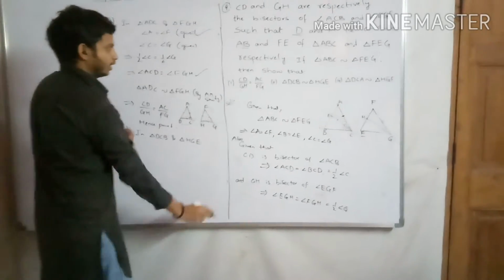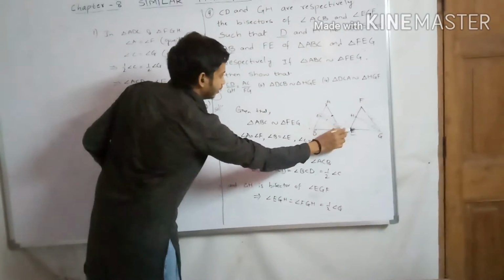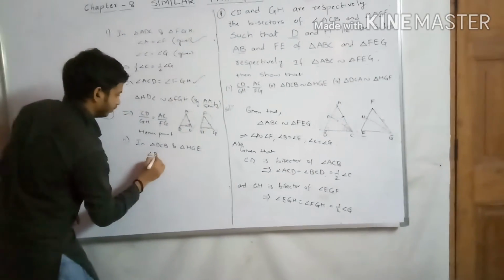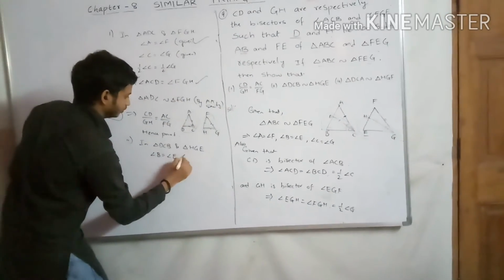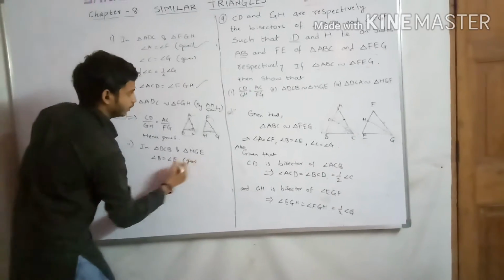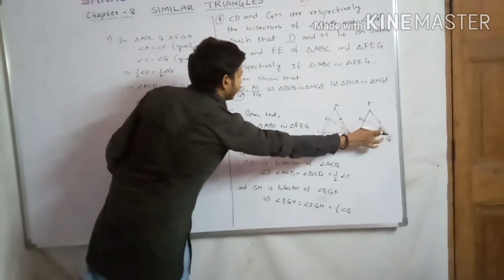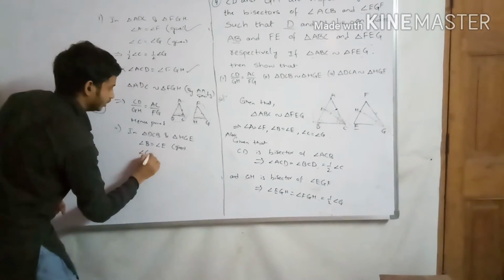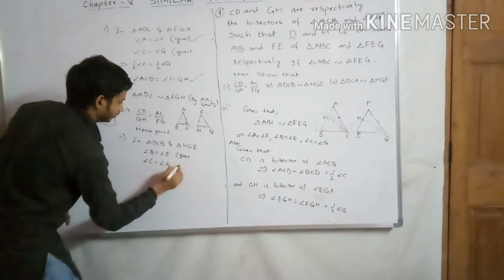In both the triangles, angle B equal to angle E. It is obtained from the given condition. So angle B equal to angle E, it is given. Also given that angle C equal to angle G. It is also obtained from the given condition. Angle C equal to angle G.